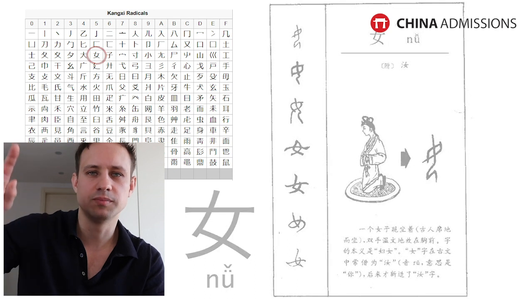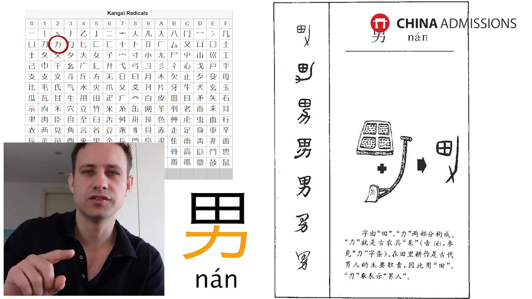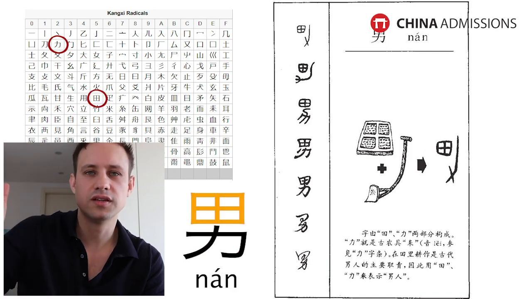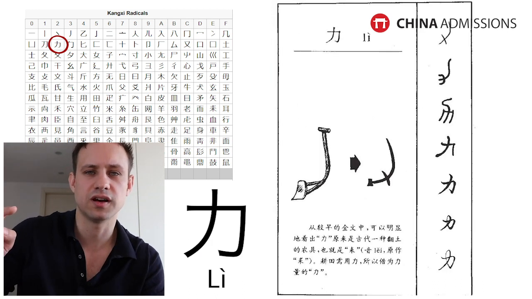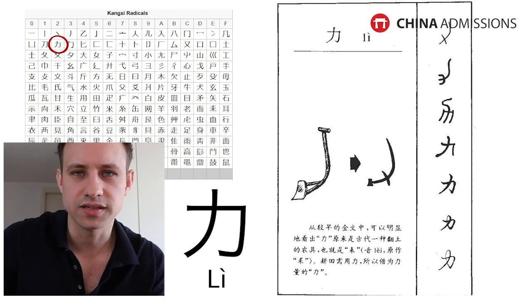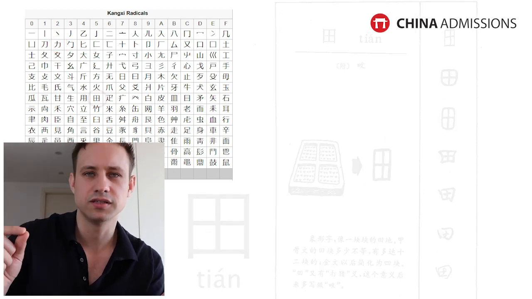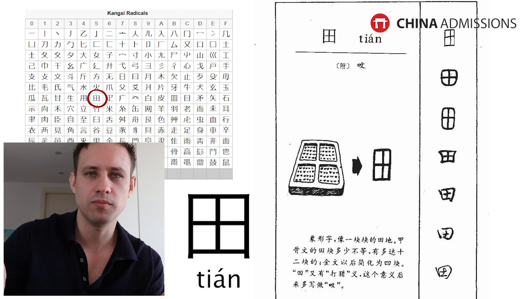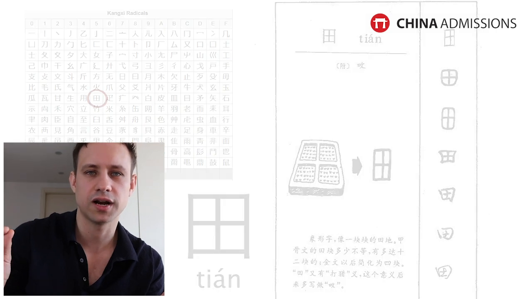Now the man character is a picture of a plough, and underneath is a field, and together you can see it is the person who ploughs the field. The character for plough also means strength. Fascinating, because all of the characters have this richness of meaning. These are basic characters. We can look at more complicated characters and the components and radicals of those.